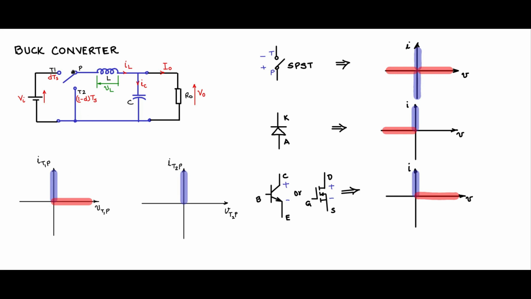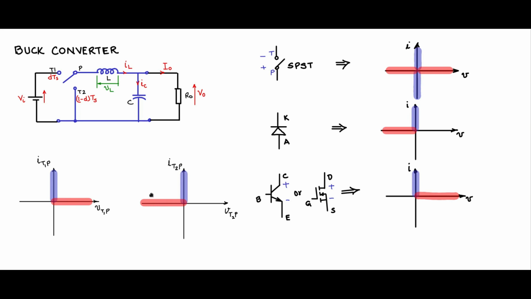And in the case of PT2, P is more positive than T2. T2 is grounded, zero potential. P is either 0 or Vi. So when PT2 is off, P is connected to Vi, positive potential. Therefore, T2P is negative. So only the negative portion of the axis are possible operating points.